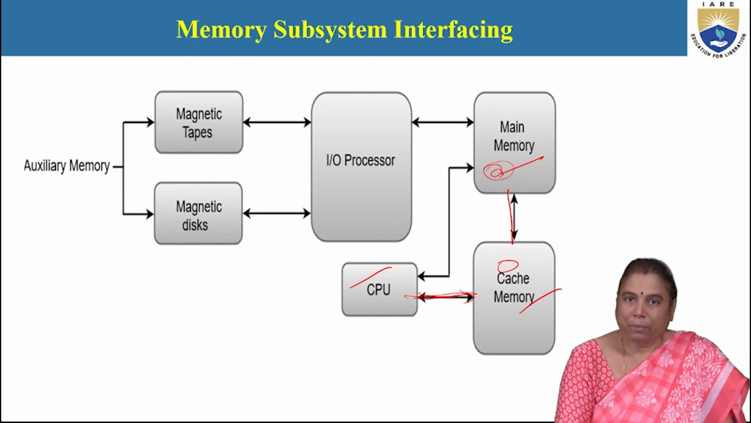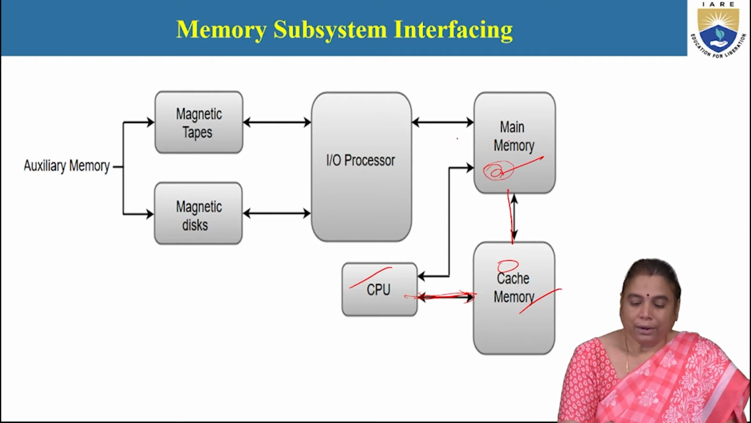And in the main memory, the RAM and ROM are located. And these are the auxiliary memory devices, magnetic tape and magnetic disk. These devices can be connected with an I/O processor to the main memory.